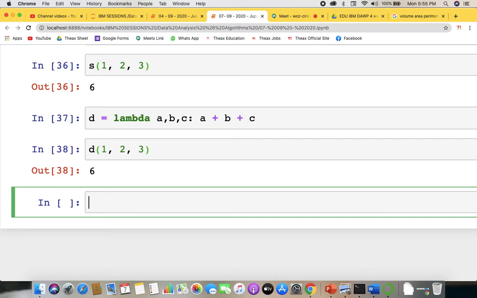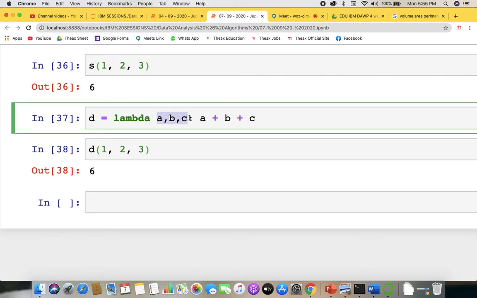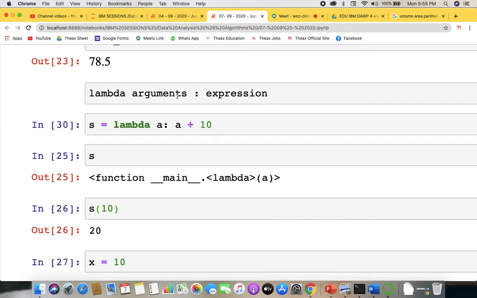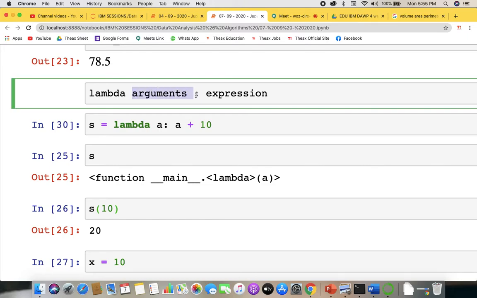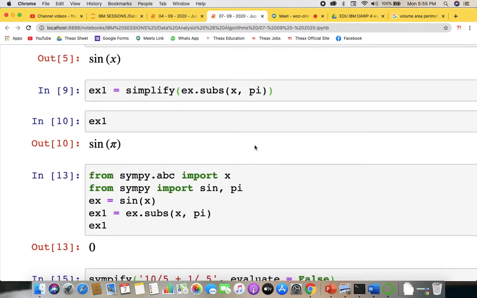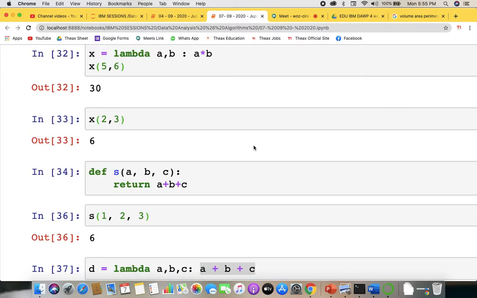So that is the syntax, right? Lambda A comma B comma C, because anyways, that isn't making any difference. The main thing is A plus B plus C. See, these three are your arguments. You can take as many arguments as you want, but there should be only one expression. If you see the syntax, you can take as many arguments as you want, but only one expression. That's the thing. Got it? Clear?